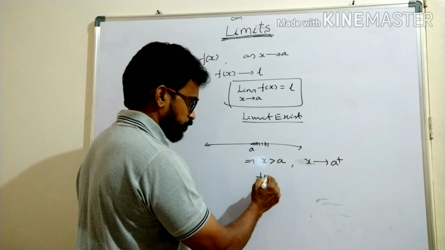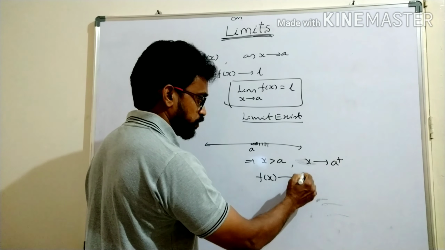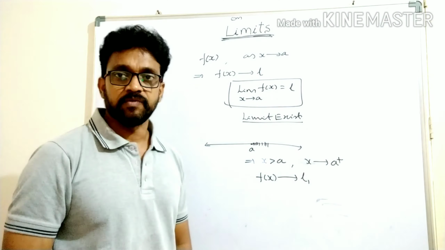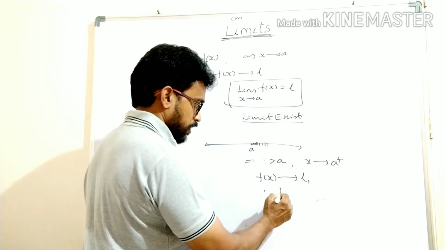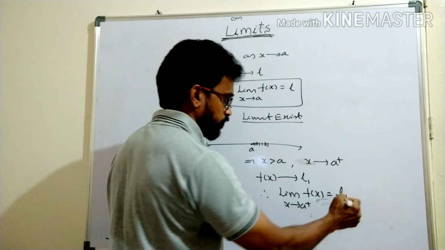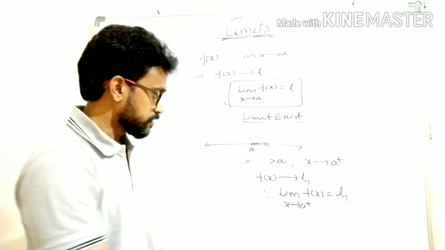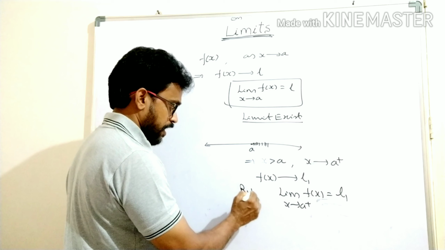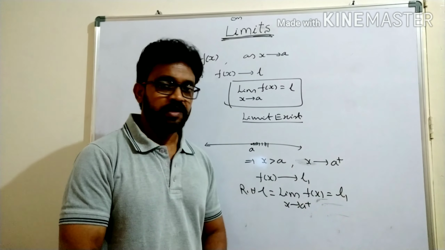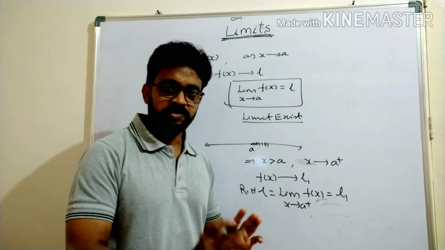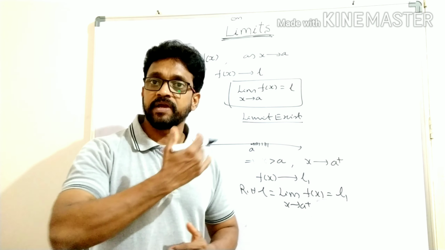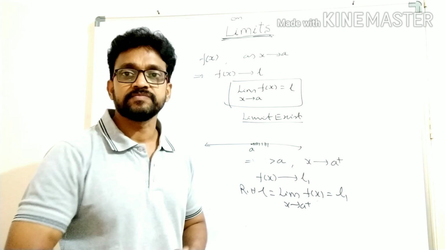In this case, suppose f of x tends to L1. L1 is a finite number. Therefore, limit x tends to a plus f of x is equal to L1 according to the definition. This is known as the right hand limit, RHL. X tends to a plus means not only positive. This indicates x values approach to the right of a, that is just greater than a.